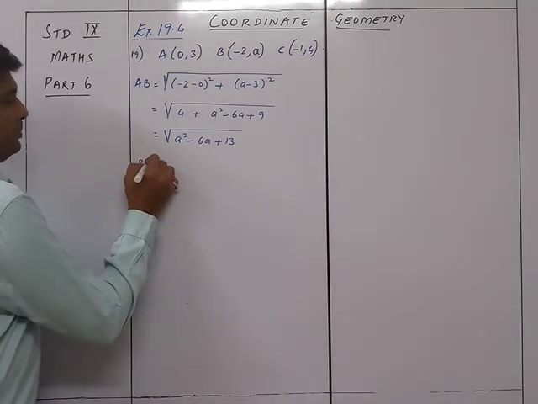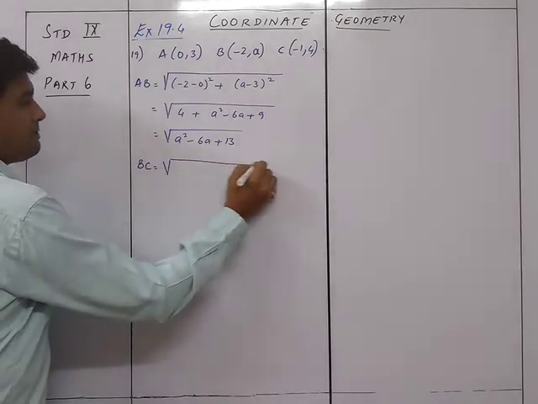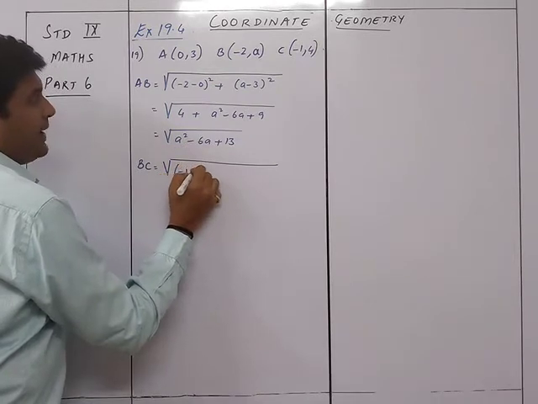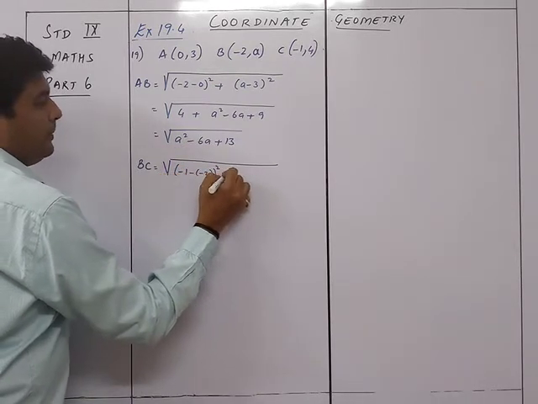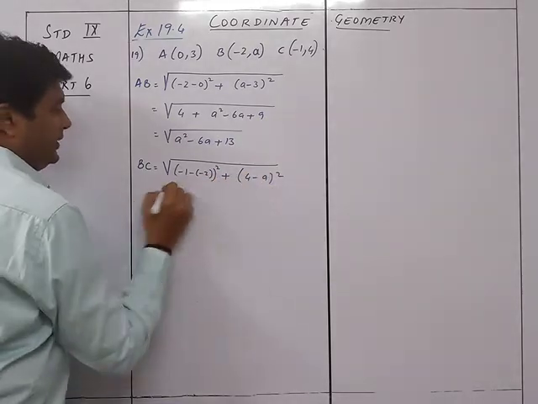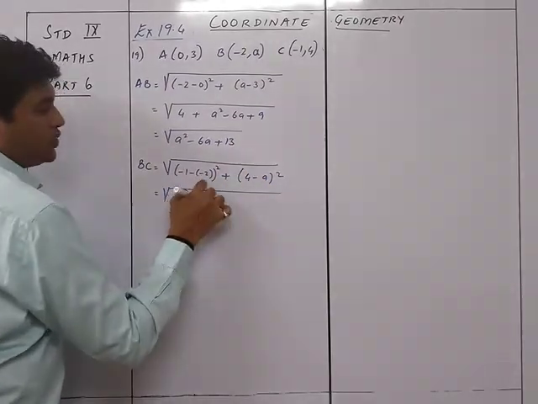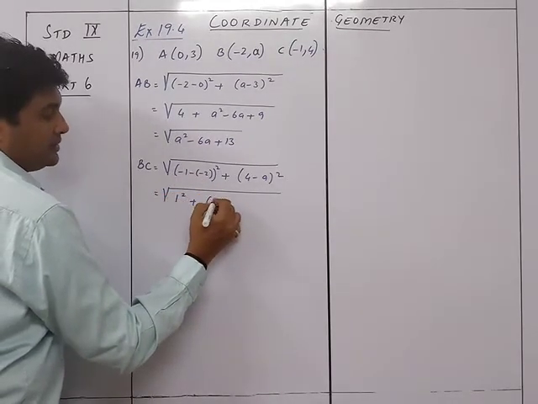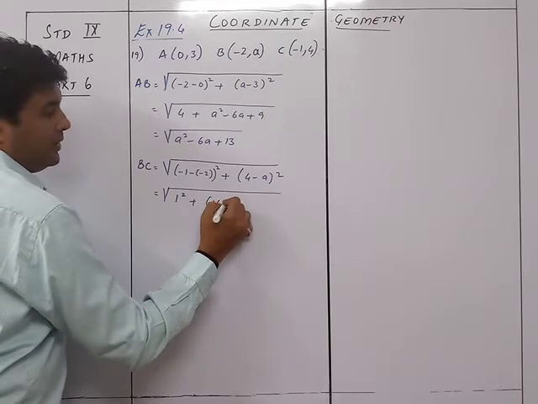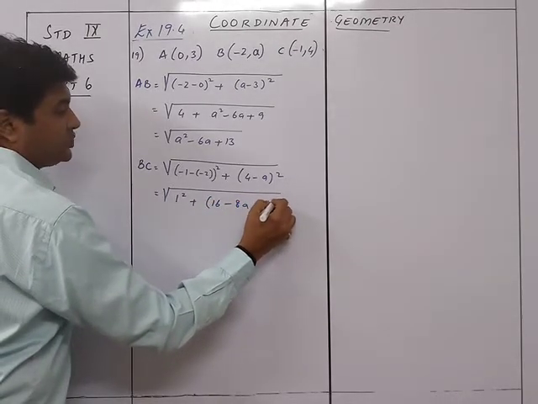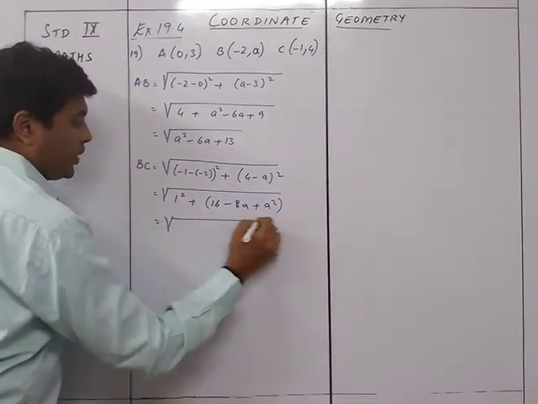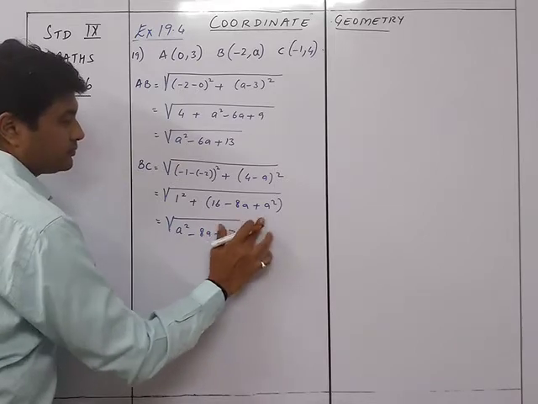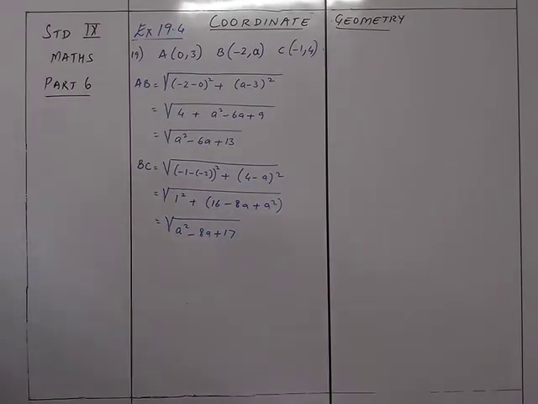The next is BC. BC will be equal to square root of (-1 - (-2)) the whole square plus (4 - A) the whole square. So this is going to be plus 2, so it will be 1, so it will be 1 square plus 16 minus 8A plus A square. So that's going to be square root of A square minus 8A plus 17. That's going to be BC.